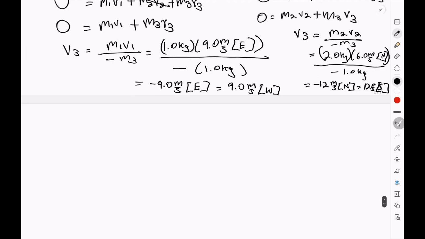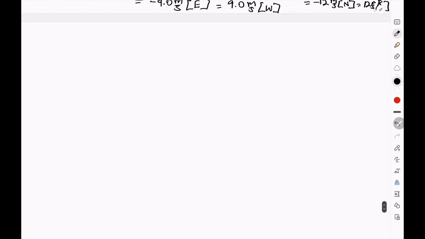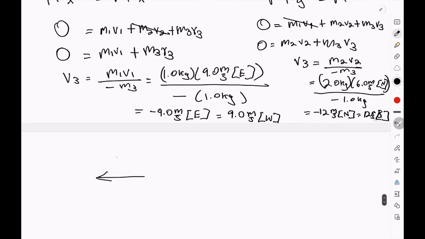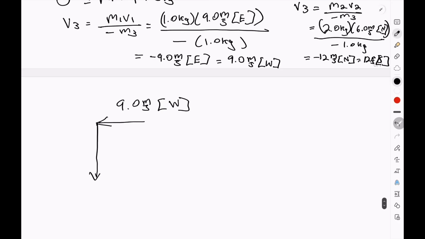So we have the component in the x direction and the component in the y direction. And with that, we can find the resultant velocity. So in the x direction, it goes 9.0 meters per second west. And in the y direction, it goes 12 meters per second south. So we can find this resultant velocity that I'm going to call v.